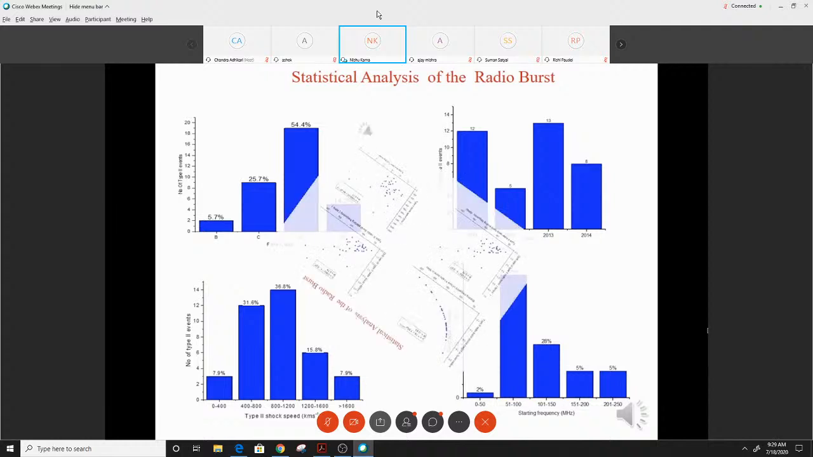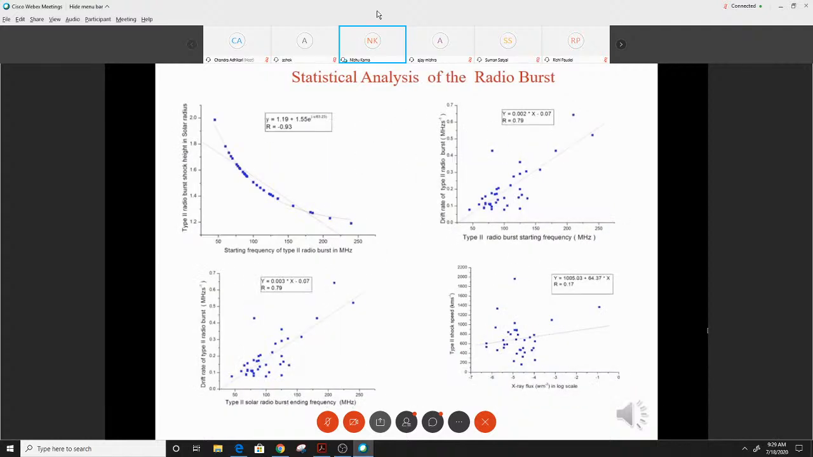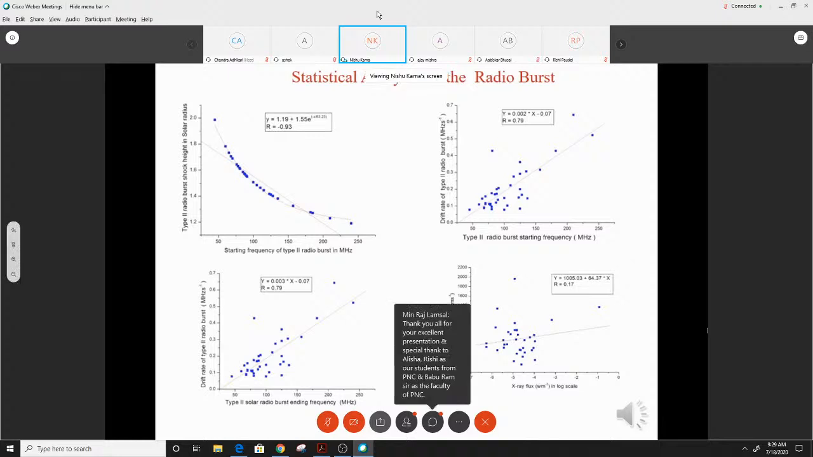There is a good correlation between type 2 shock height and the starting frequency, and a good correlation between drift rate and the starting frequency and ending frequency. The drift rate increases with an increase in starting frequency as well as ending frequency. A very poor correlation is seen between the type 2 shock speed, CME speed, and the flare importance.